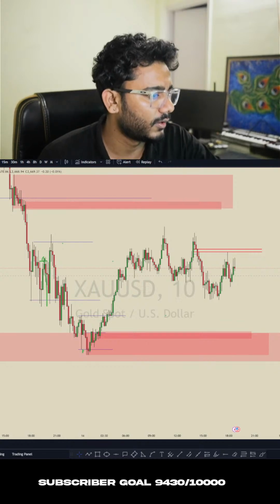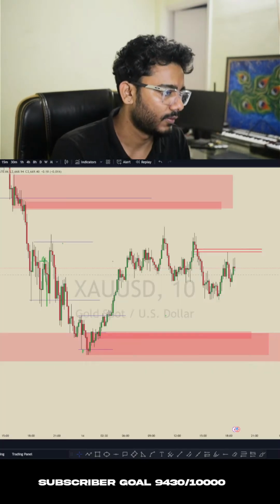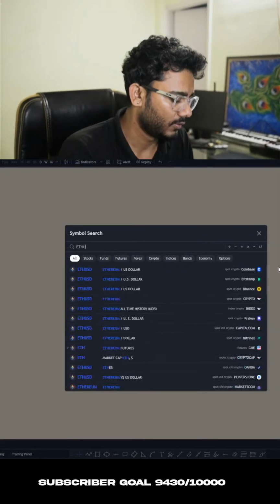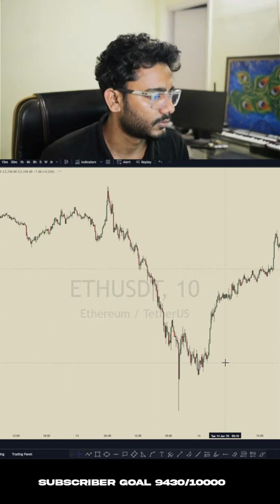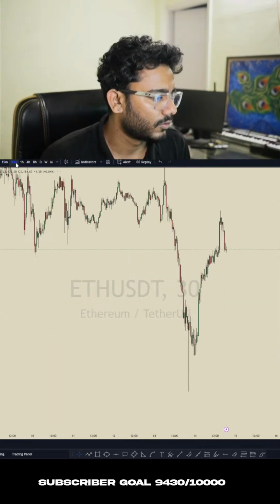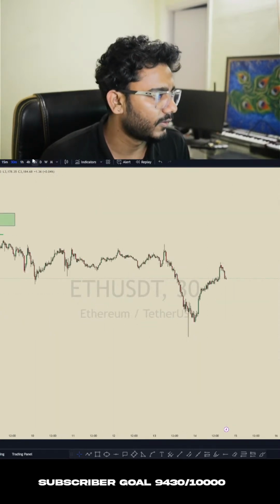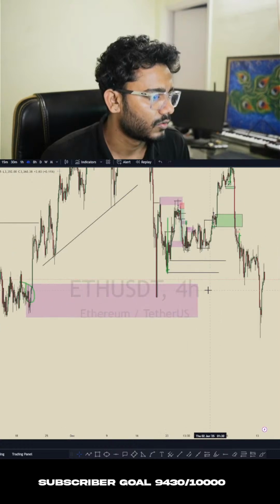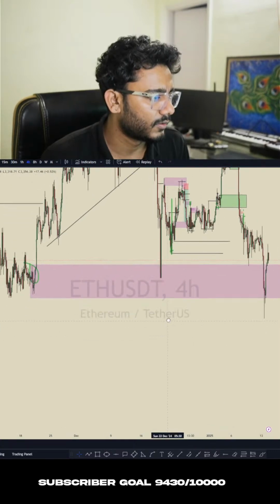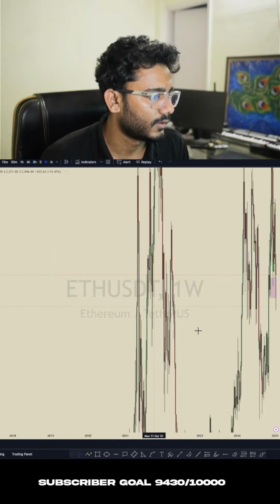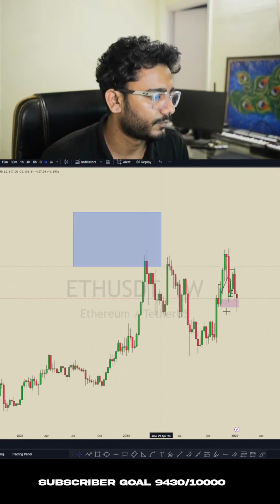Okay, I was looking at Ethereum. On Ethereum, it's a very clear buy. We can see on 4 hour we have swept these lows. Okay, let's look from higher time frame.